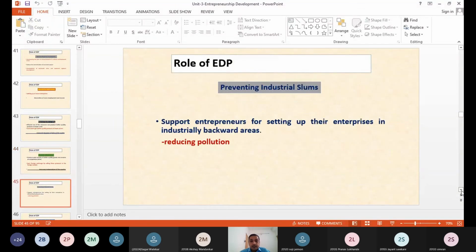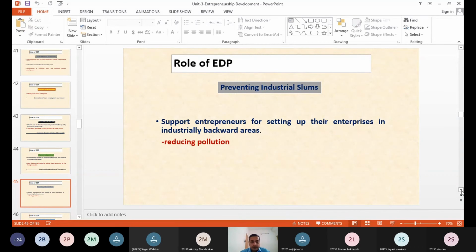Then preventing industrial slums, that is overcrowding of industrial areas, that can be avoided by these enterprise development programs, which motivate entrepreneurs to set up their enterprise in different industrially backward areas, and thereby the industrial overcrowding will be avoided, and it also reduces the pollution.